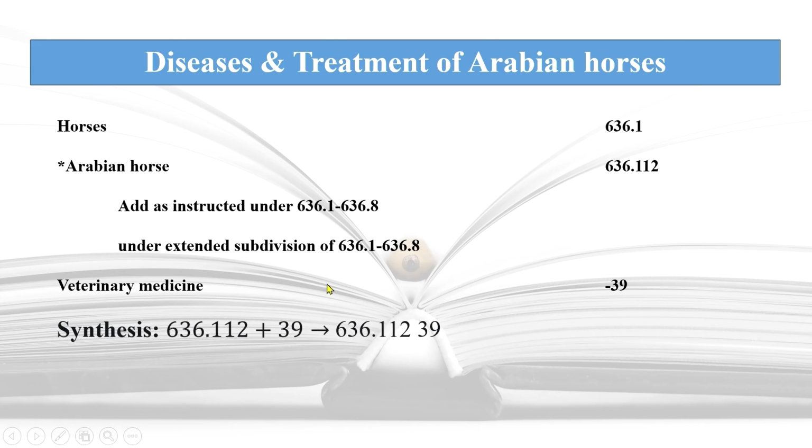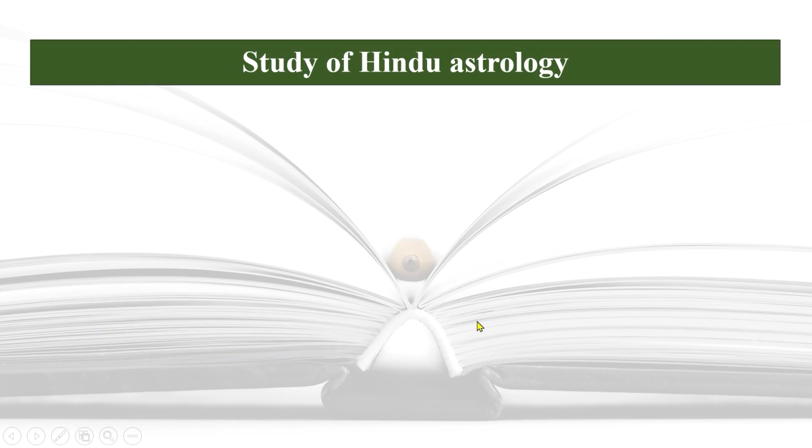So, we have to add the number of horse, or the Arabian horse, that is 636.112, with the veterinary medicine. Veterinary medicine comes under diseases and treatment of any animal or poultry farm. So, the 39 will be added, which comes from the extended subdivision under 636.1 to 636.8. Therefore, the number will be 636.11239. Our next problem is study of Hindu astrology.